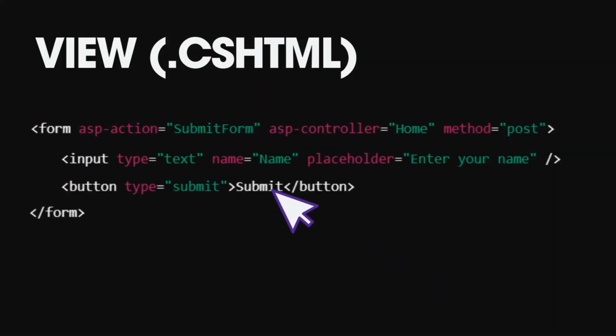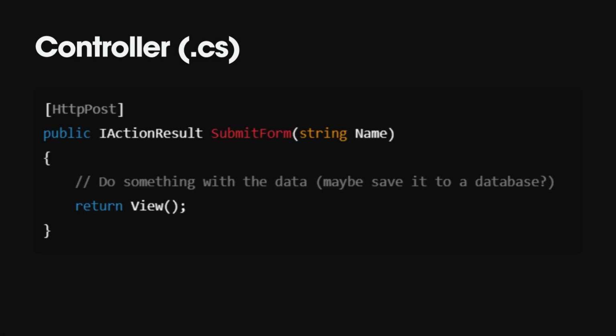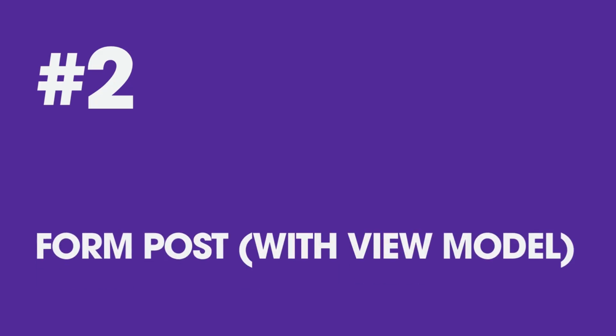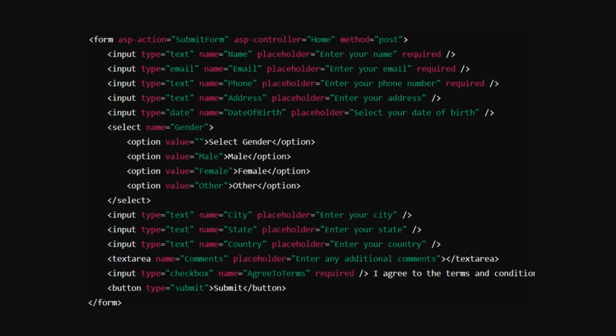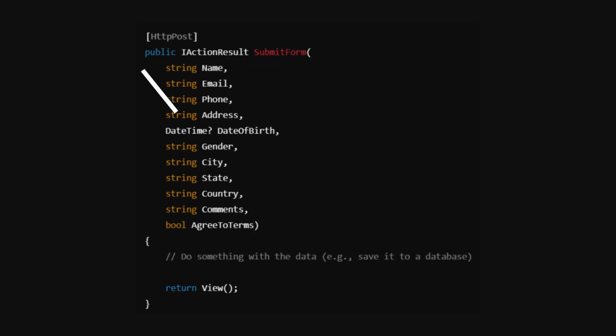Okay, so when the user clicks the submit button, it will pass the data to the submit form action in the home controller. This is how it looks. There is an HTTP post attribute on it, and it will accept the name value from the form just now. Okay, now imagine there are 10 plus fields in the form. In the controller, we'll need to add a lot of parameters here. This is definitely not a good choice.